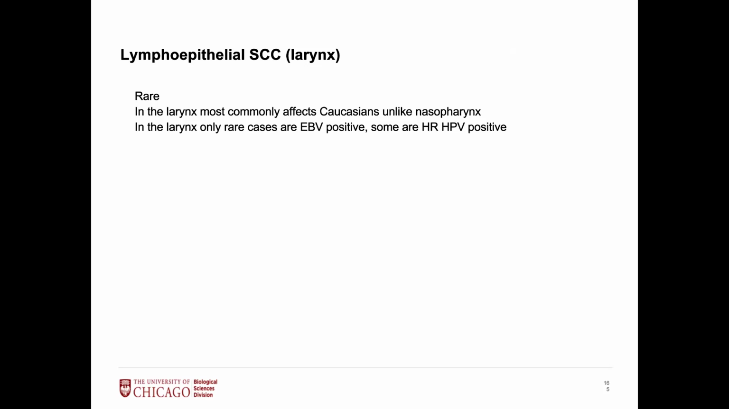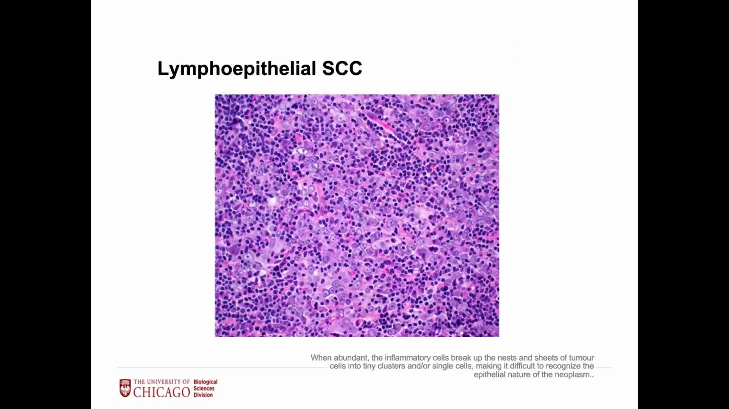But again, we don't really test for HPV in the larynx unless there is a curiosity from the clinical team or if there is a connection to the pharynx. If the tumor is large enough that it ever touches the pharynx, then HPV testing is considered a good idea. But if it has nothing to do with the pharynx, then we just don't test. So what does it look like? The inflammatory cells will break up the nests and the sheets of tumor into tiny clusters or single cells, making it difficult to recognize the epithelial nature of that.